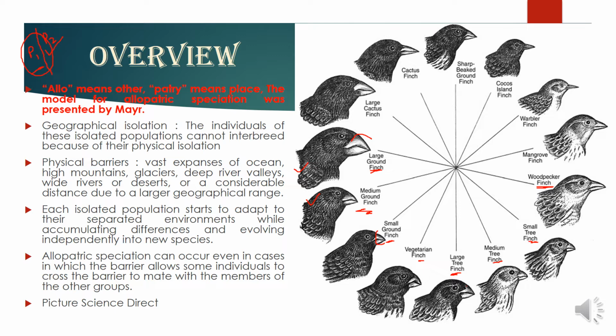Now we have the mangrove finch, which is also a generalist. That is, it feeds not only on the insects present in the mangrove area, but also on any vegetable matter, or even the fruits of mangrove.